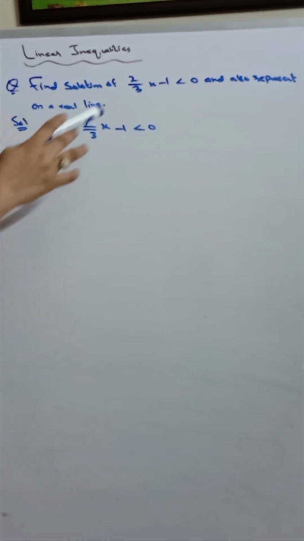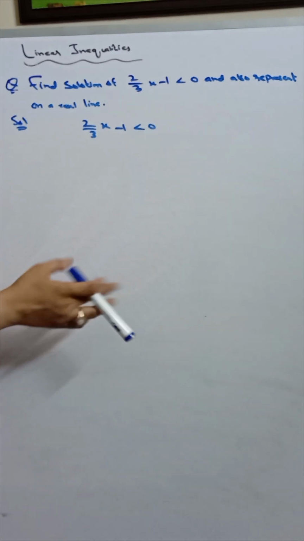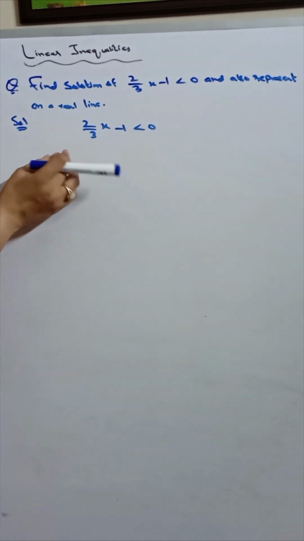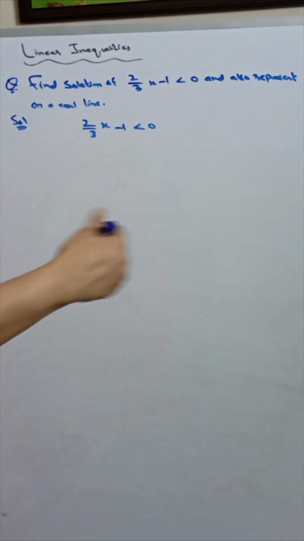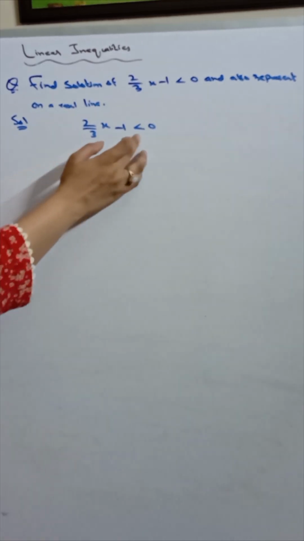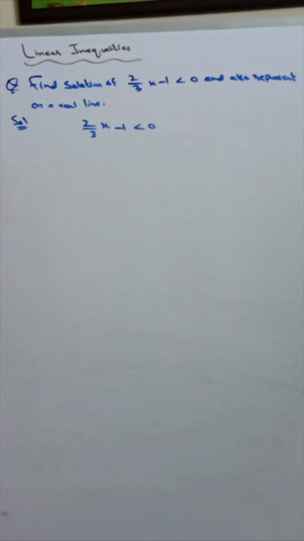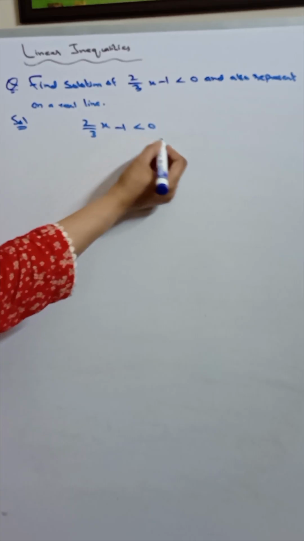Find the solution of 2/3 x minus 1 less than 0 and also represent it on a real line. First, you have to solve this inequality and also represent it on the real line. Alright, so let's begin. It's just a simple question. Forget whether this is a less than sign or a greater than sign. Solve it just like a normal linear equation. Solution: 2/3 x minus 1 less than 0.